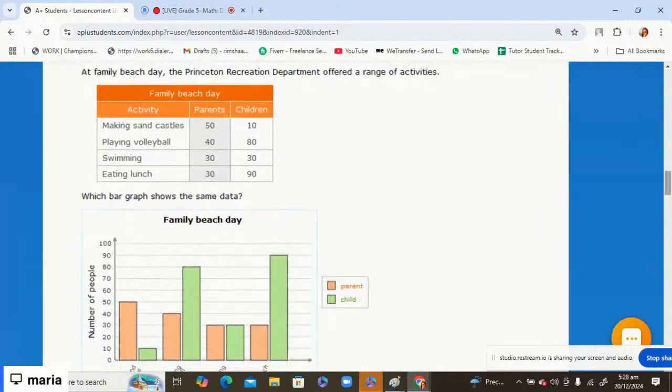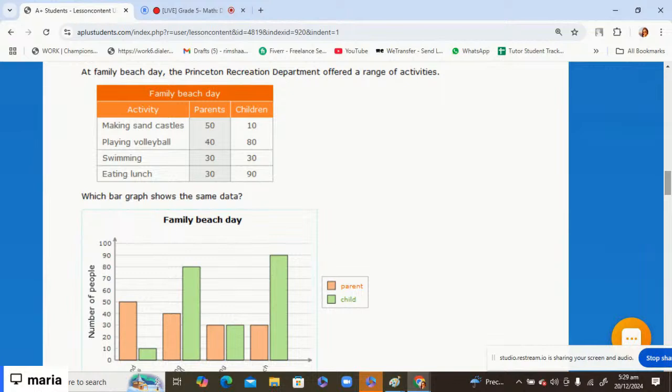A family beach day. The Princeton Recreation Department offered a range of activities: making sand castles, playing volleyball, swimming, and eating lunch. The parents are 50, 40, 30, and 30. The children are 10, 80, 30, and 90. Which graph shows the same data?